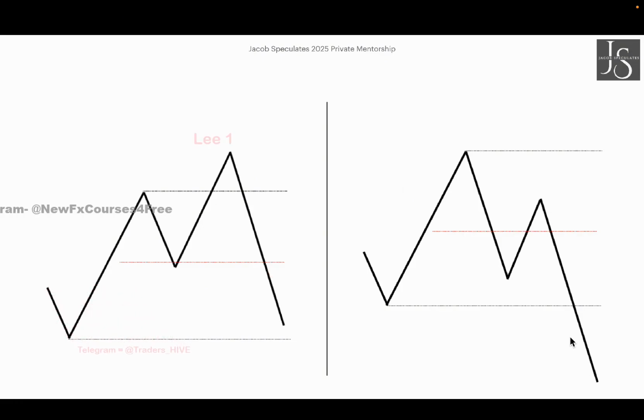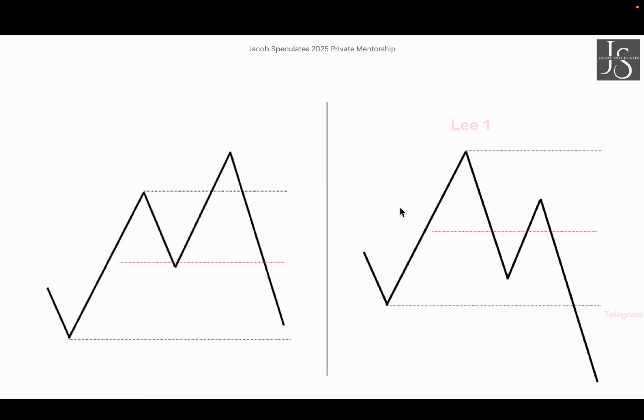So if you see an SMT that is not correlated, meaning let's say the asset on the right is trading lower and it didn't trade into premium, and the asset on the left ran above the high while the asset on the right was still trading in discount, this is a low probability SMT.